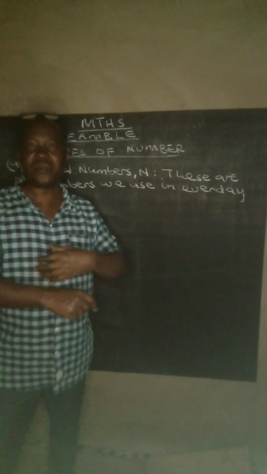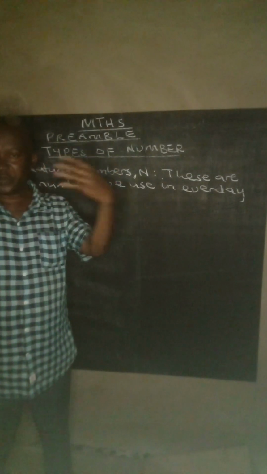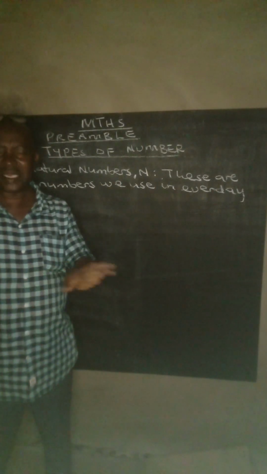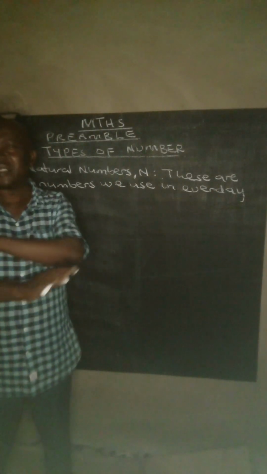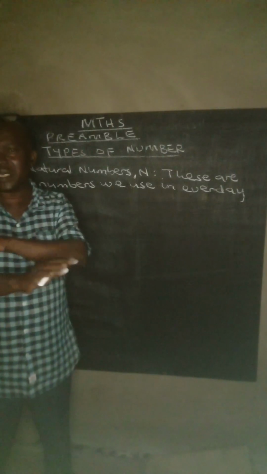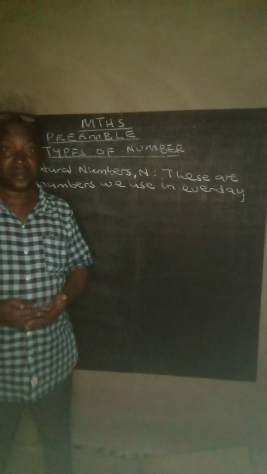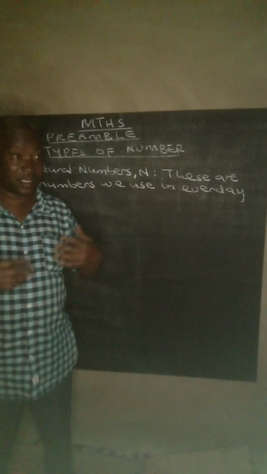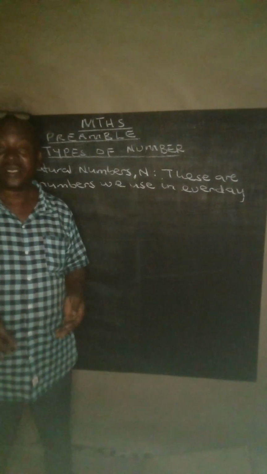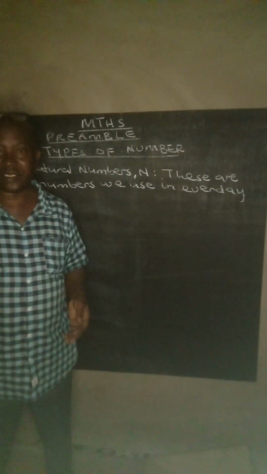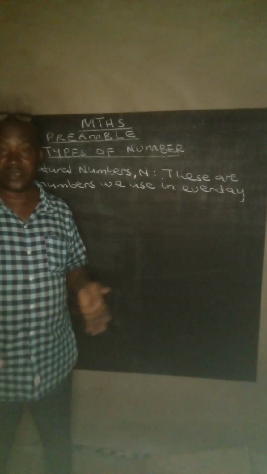These are the numbers you are most familiar with. You want to make payments, you want to pay for your fare, you want to buy goods, you want to sell goods. These are the numbers you use every day. Every one of us uses natural numbers. You don't need to be learned, you can be illiterate, but still you use a lot of natural numbers every day. You know them very well.